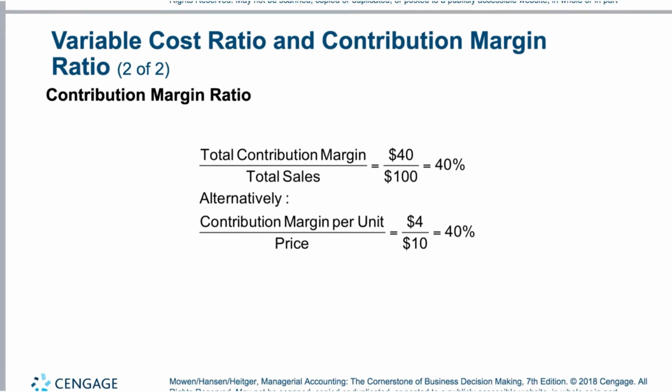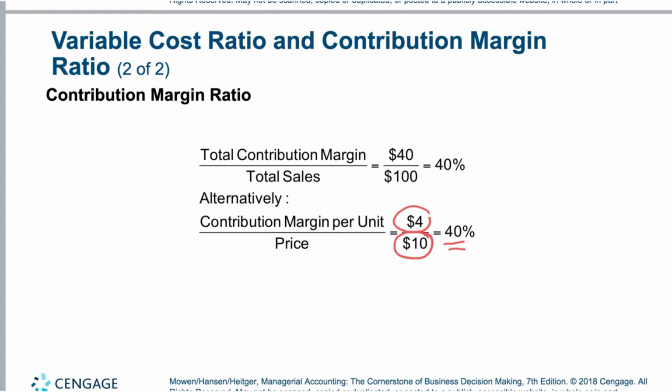And therefore, for that same example, we had a variable cost per unit of $6. That means that our contribution margin per unit is $4 if our price is $10. So we have a 40% contribution margin.